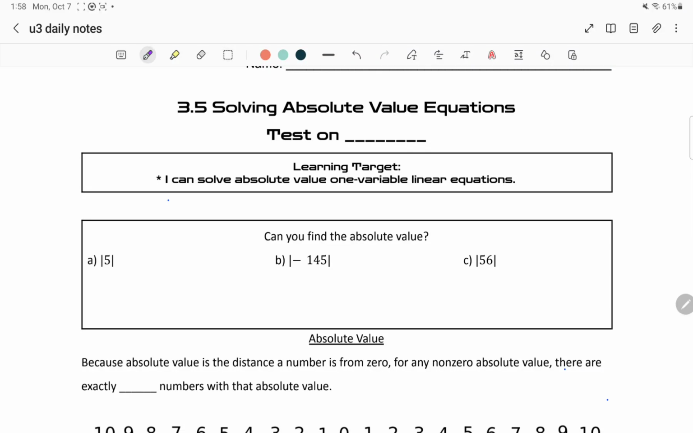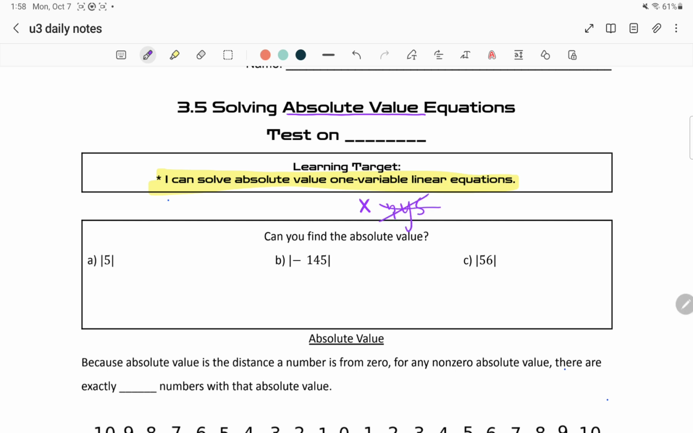Hey guys, so today we're going to do 3.5, solving absolute value equations. Absolute value is one of your vocabulary words. Let's highlight the learning target first. I can solve absolute value one variable equations. So one variable meaning maybe we have two x's, but we only have x's. We don't have x's and y's.